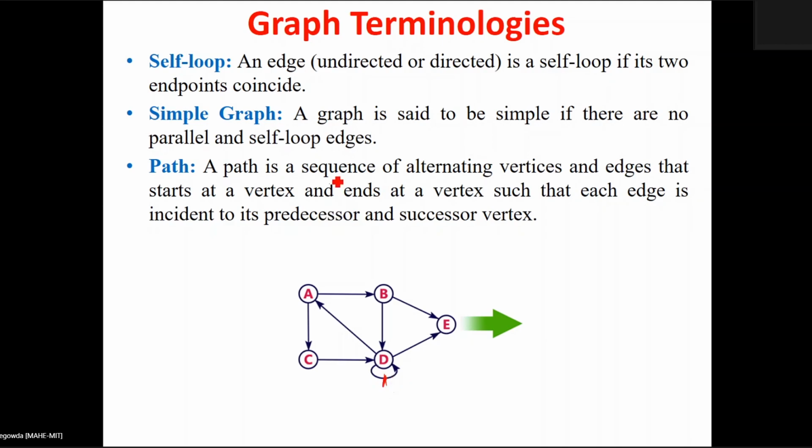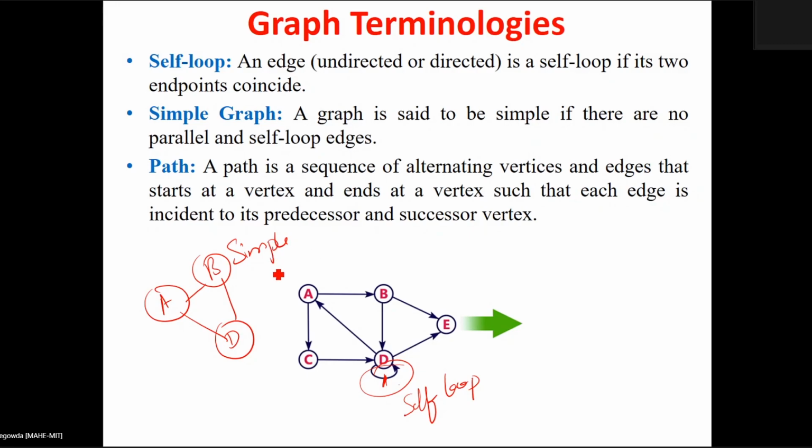Another terminology we use in graph theory is a simple graph. A graph is said to be simple if there are no parallel edges and no self loops. The diagram example I have shown is not a simple graph because it has a self loop. For example, with A, B and D here, it may be directed or undirected. This is an example of a simple graph, because this example doesn't have any self loops or any parallel edges.